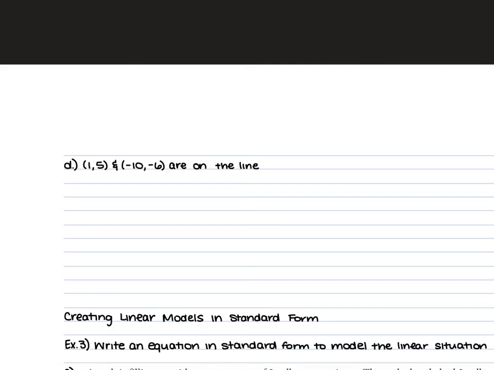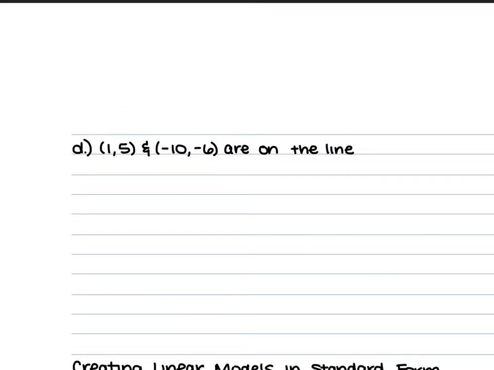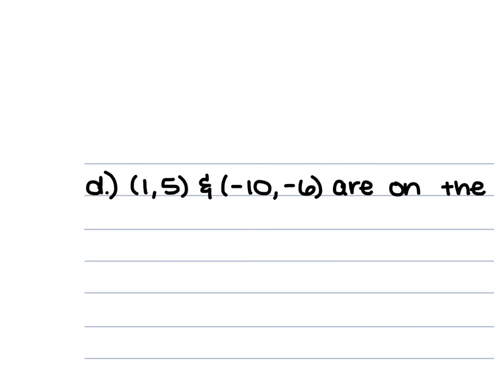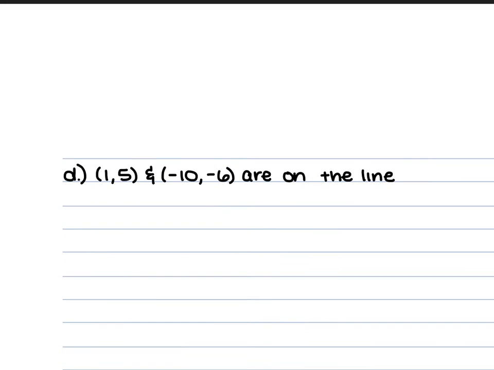For our next example, we have a 1, 5, and a negative 10, negative 6. So we're going to find our slope. So m is equal to negative 6 minus 5 over negative 10 minus 1. Negative 6 minus 5 is negative 11. Negative 10 minus 1 is negative 11. Those two turn into positives, and our slope is 1. Use one of the 2 points. I'm going to use 1, 5.